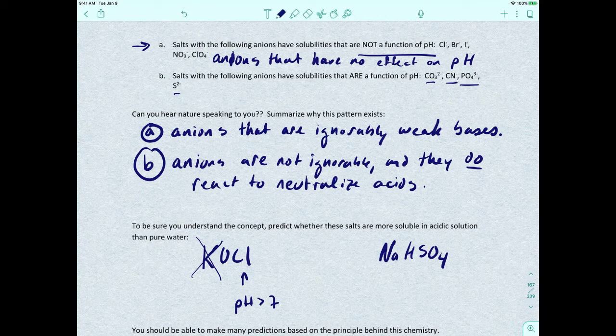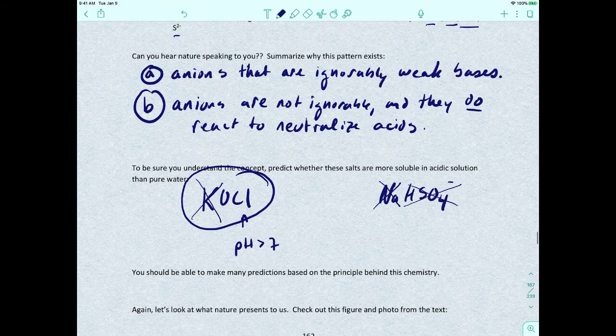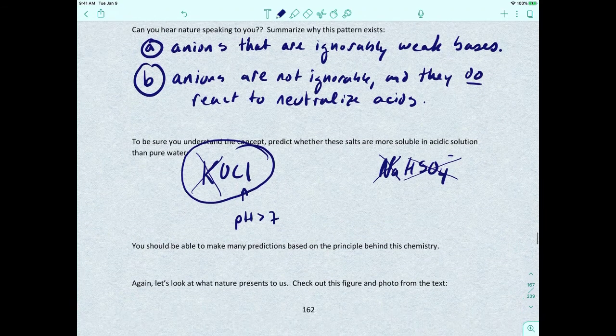All right, so sodium ion, for the other one, sodium ion, family 1A, that doesn't change the pH. HSO4 minus can act as an acid or a base under certain circumstances, and that too will not have an effect on pH. So the one that we've got to worry about is this first one, KOCl. All right, so you should be able to make many predictions based on the principle behind this chemistry.